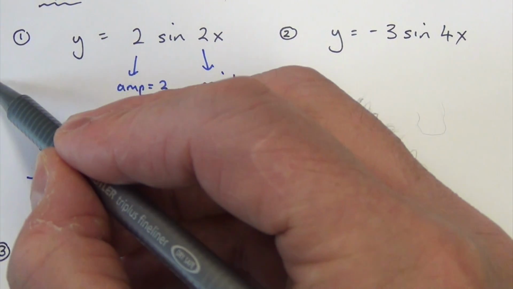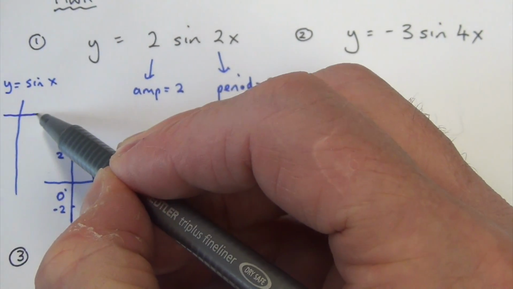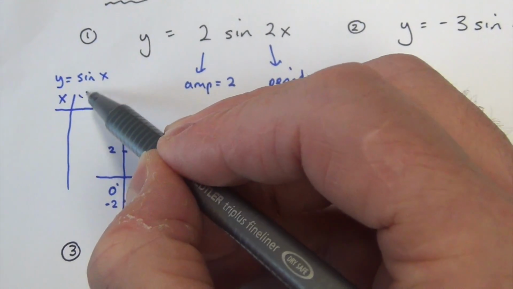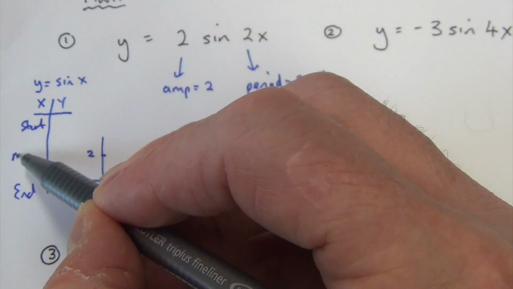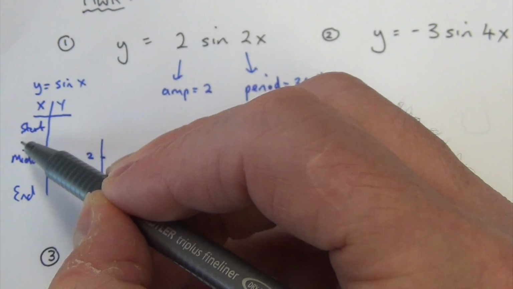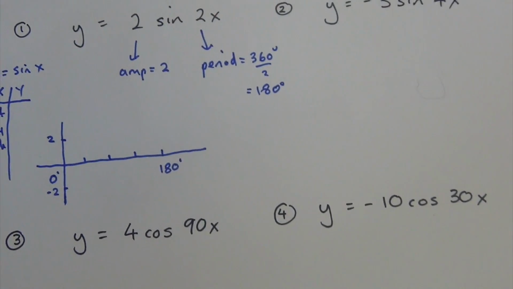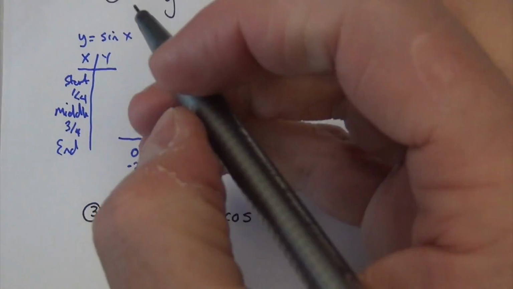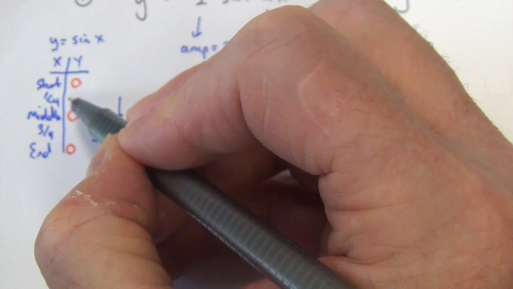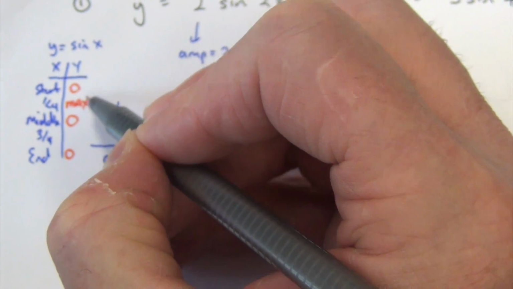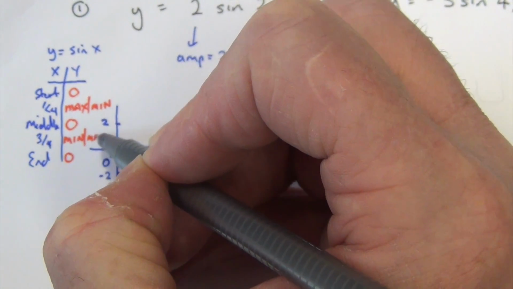So we know that sine, so we've got x and y, we know we've got start, end, middle, and then the quarter and 3/4. So we know that start is 0 for sine, and it ends at 0. The middle's a 0, and this is max, then min, and this is min, then max.